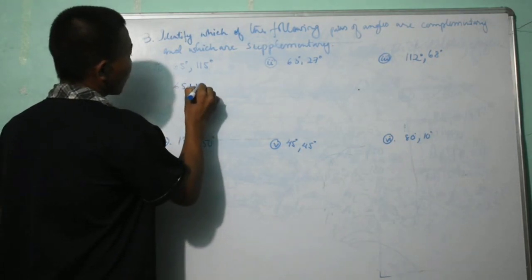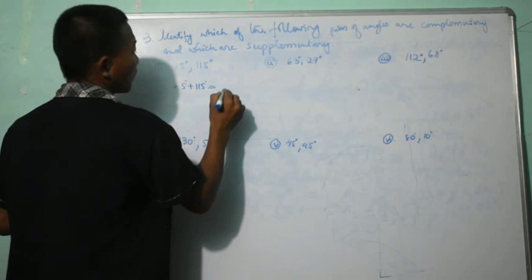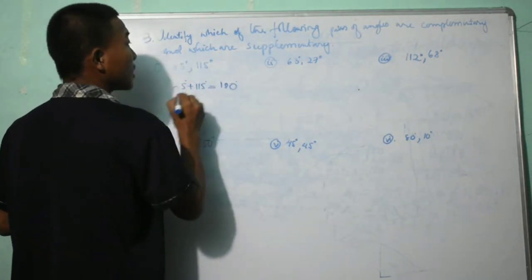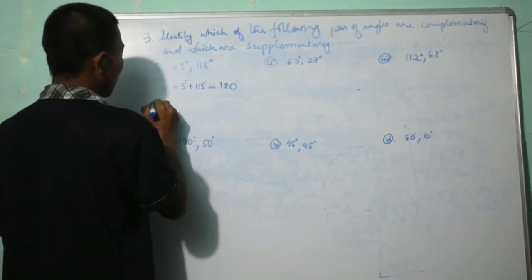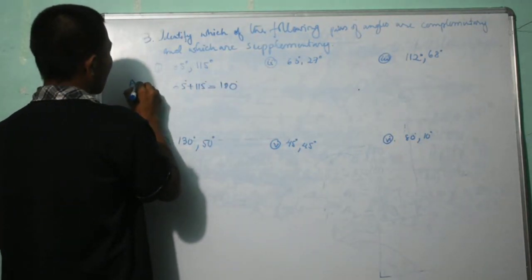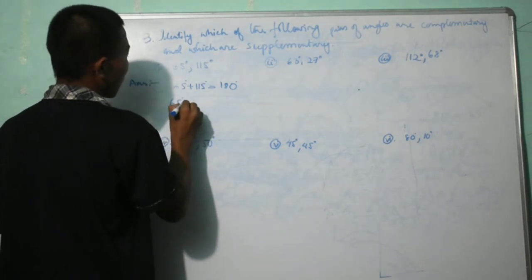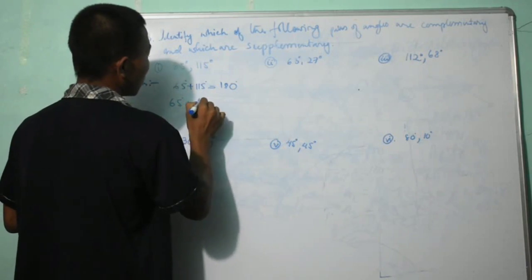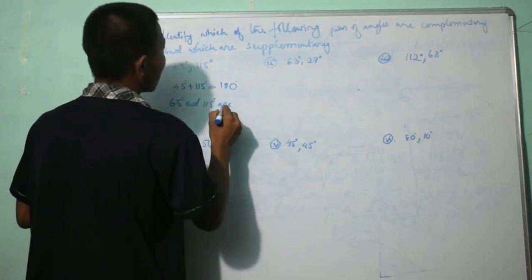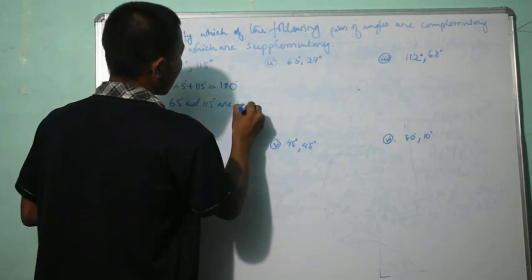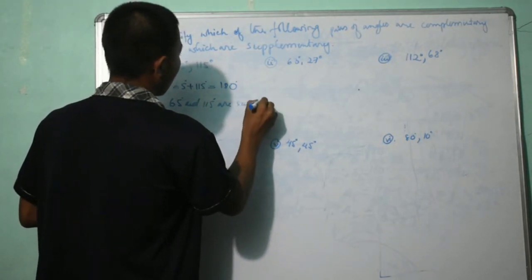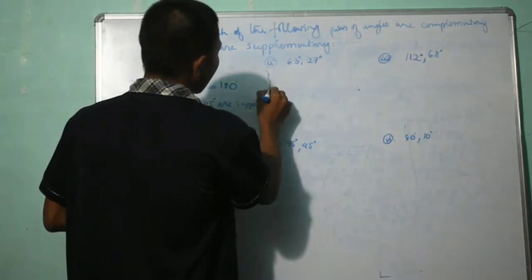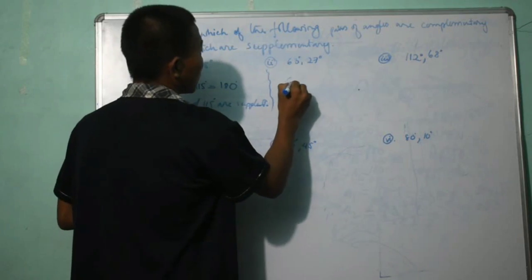65 plus 115, how much? 5 plus 5 is 10, 0, 1 in hand, 6, 7, 8, 180. So 180 means supplement. So these two angles we can say in the solution, 65 degree and 115 degree are supplementary angles.